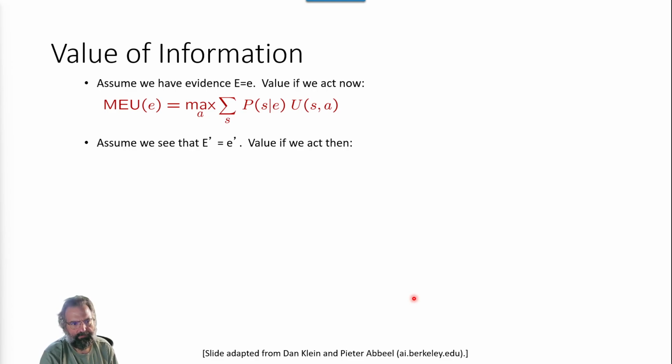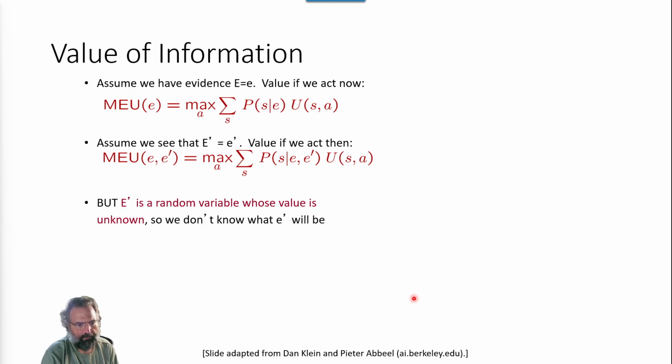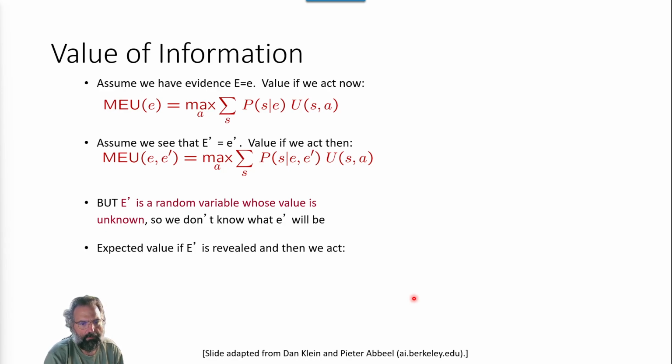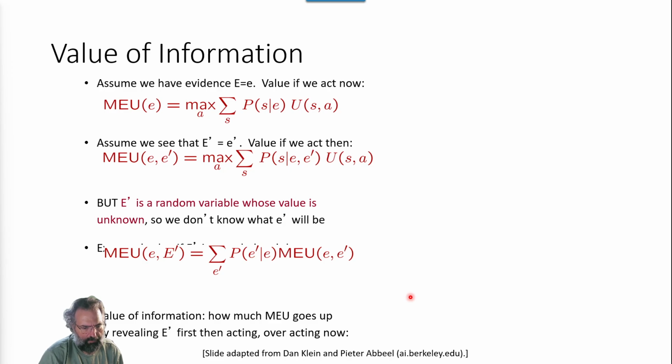The value, if we act now, is the formula shown. And then the value, if we act then, so this is calculating in the time, and so on. So while it is a random value, we don't know what E prime is going to be. But we can basically rewrite the formulas. And then the value of information is how much EU goes up by revealing E prime first, then acting, over acting now.